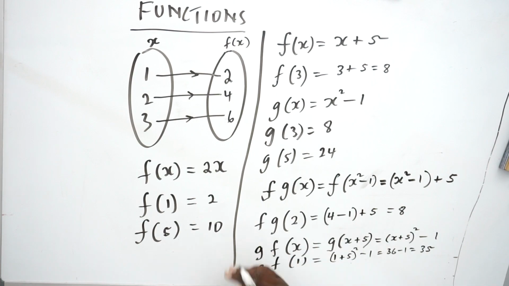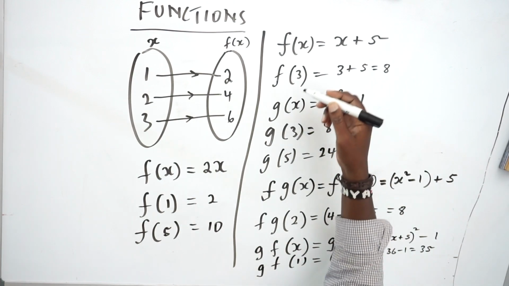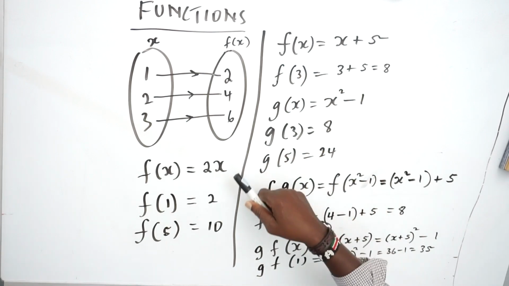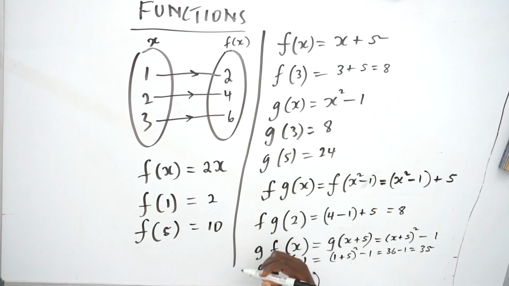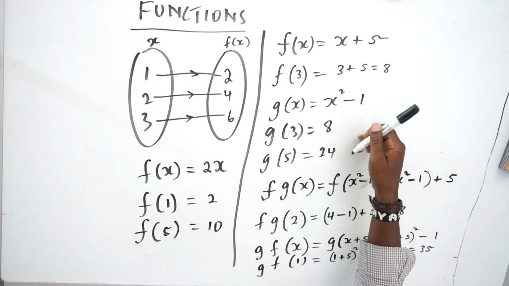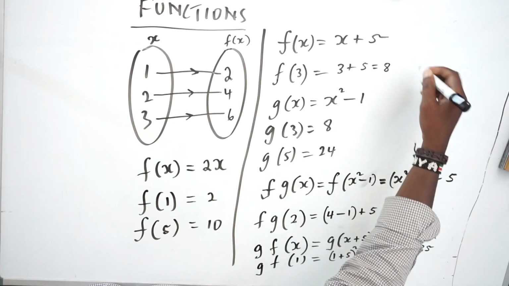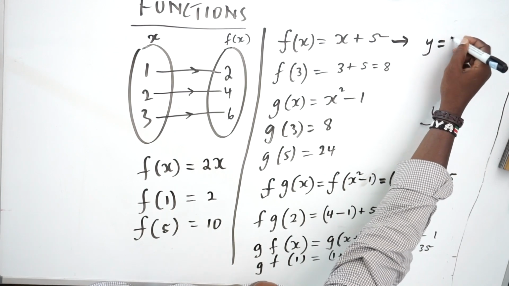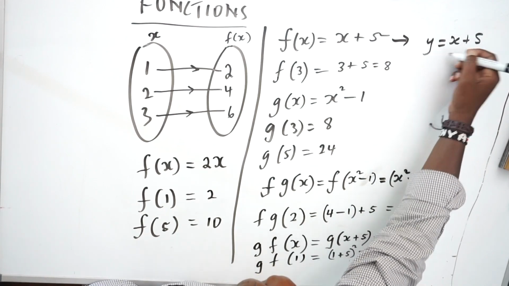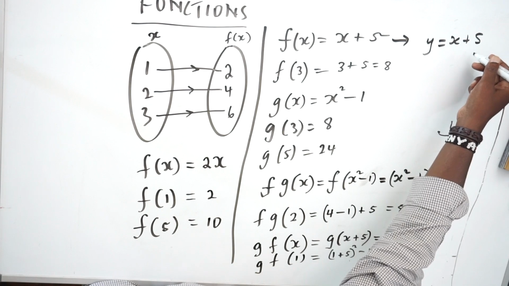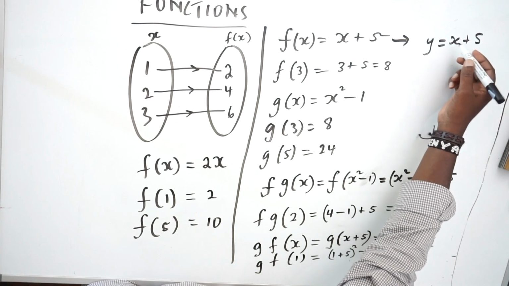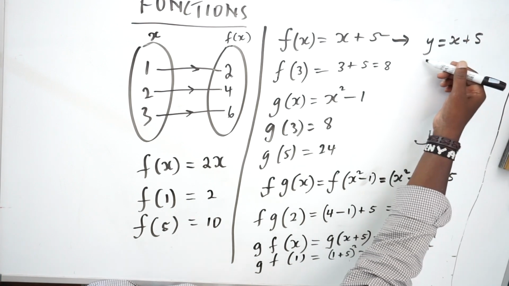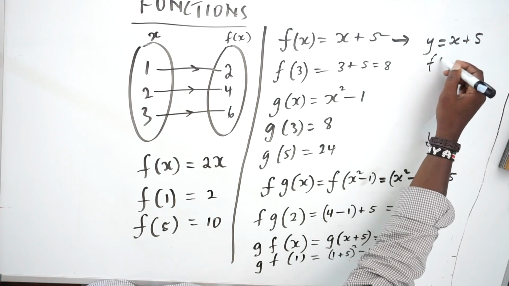So that's how we deal with functions. A function is a special relationship. The image is called f of x. In previous topics, particularly in linear coordinate geometry, f of x can also be referred to as y. So this expression sometimes can also be equivalent to y equals x plus 5, where y is a function of x. So in maths, realize that what you're calling y in the coordinate system can be written as a function of x.